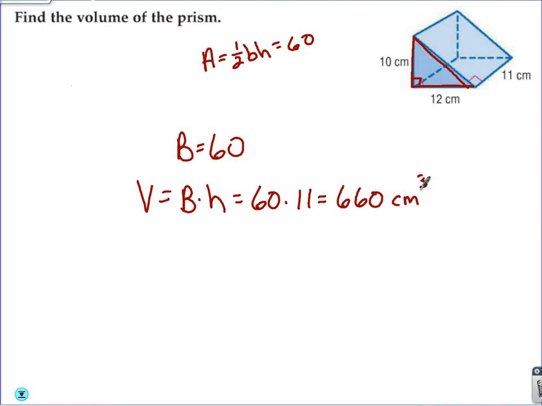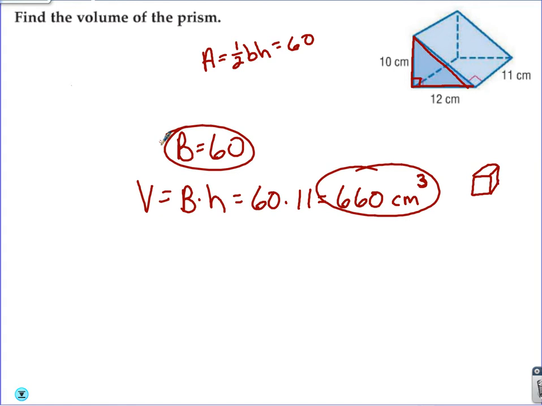660 cubic centimeters. When you're talking about volume, you're no longer saying how many squares it would take to cover it. You're talking about how many cubes it would take to fill it. Makes sense. It would take 660 cubes. And the way that you did that, it's going to take 60 cubes to cover the bottom of it, and you're going to have 11 rows of 60. 11 rows of 60 would be 660 total cubes.